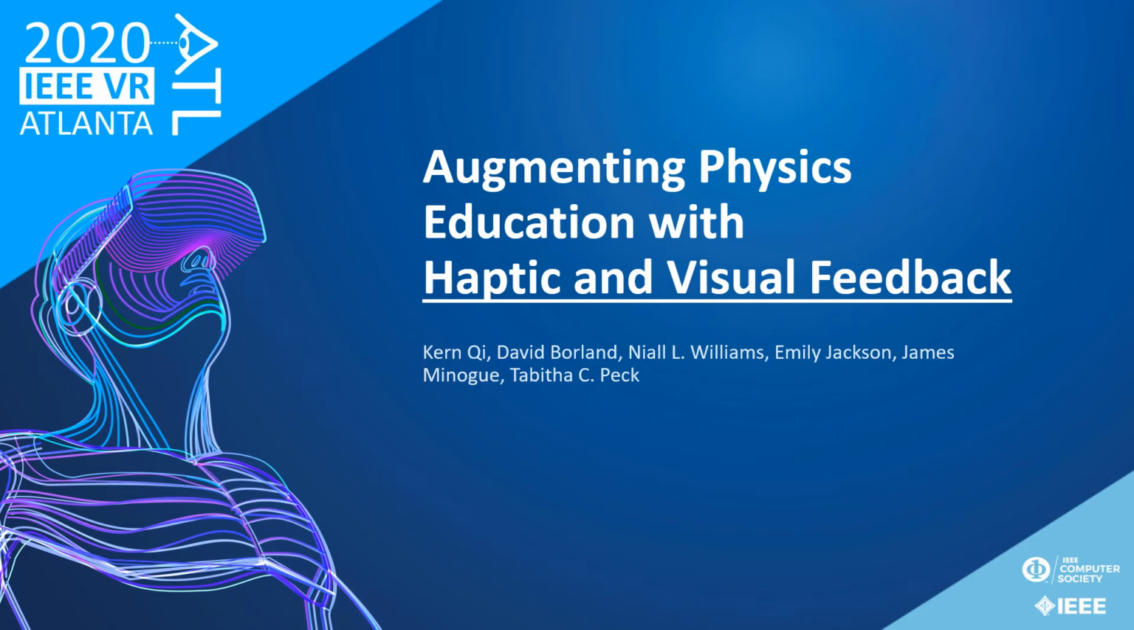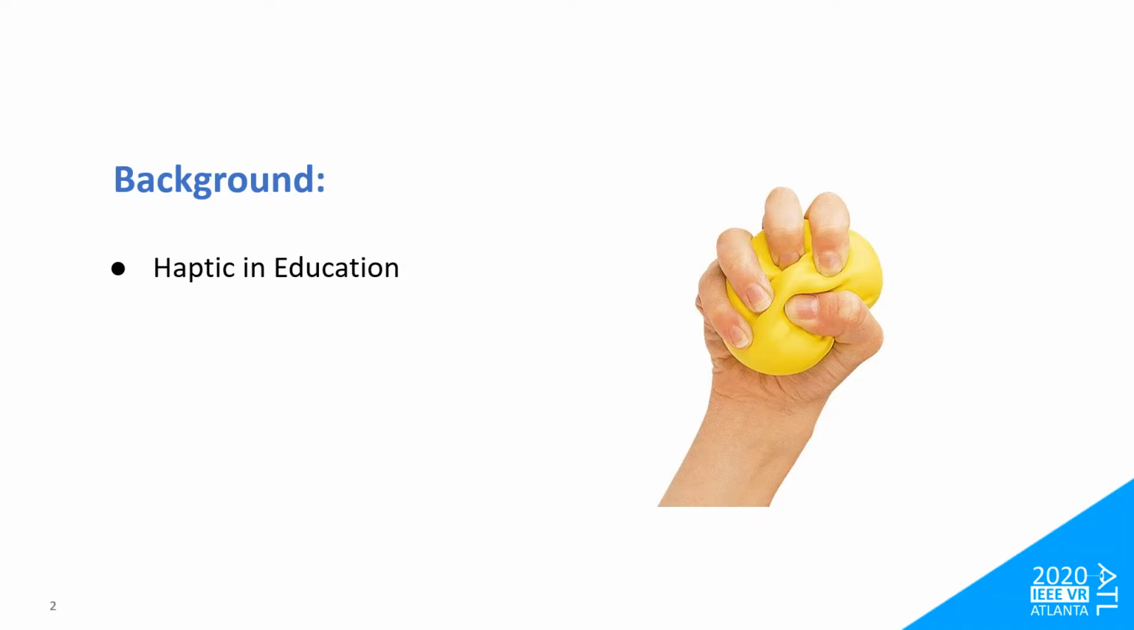Today I'm talking about augmenting physics education with haptic and visual feedback. Let's start with some general background. Haptic simply refers to anything related to the sense of touch. This includes our perception of temperature, texture, and, of particular relevance to this study, our perception of forces and force feedback. Haptic feedback is used in educational settings in many different fields, most of which are very specific and specialized.